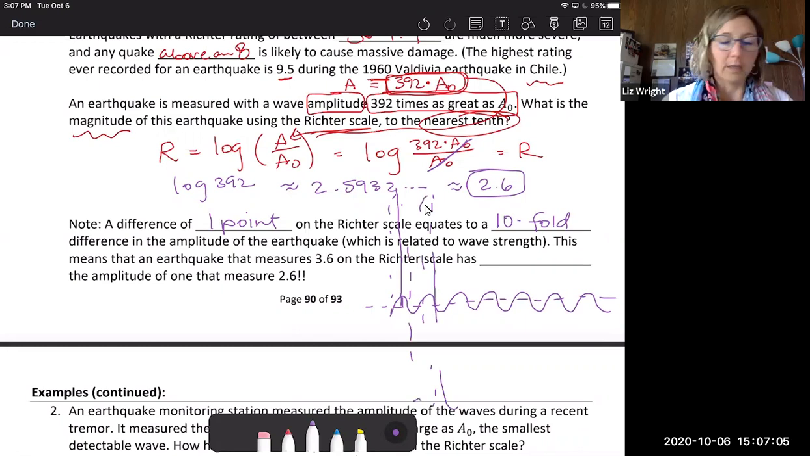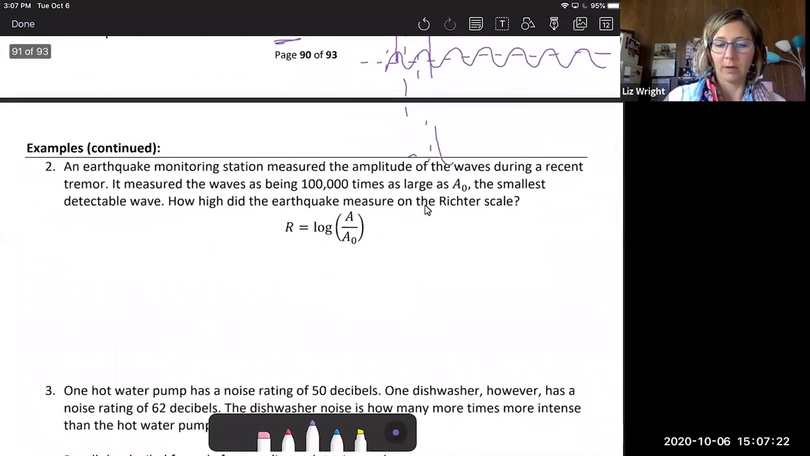We've got one more blank fill in. This means that an earthquake that measures 3.6 on the Richter scale has, well, we already said it, tenfold, 10 times the amplitude of one that measures 2.6. So you're putting in 10 times there. All right, let's try another one.